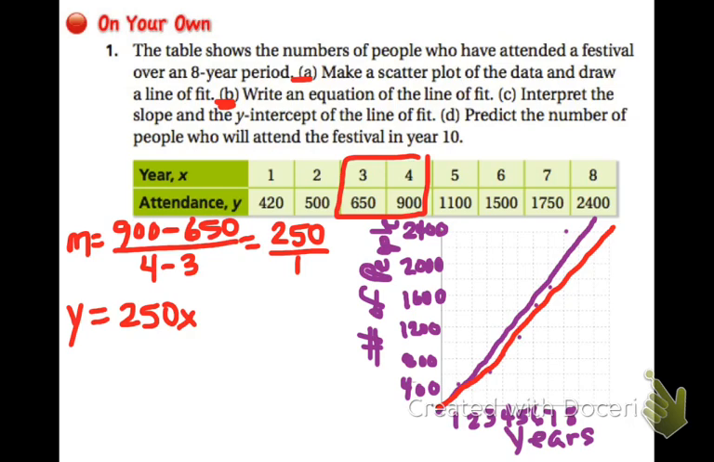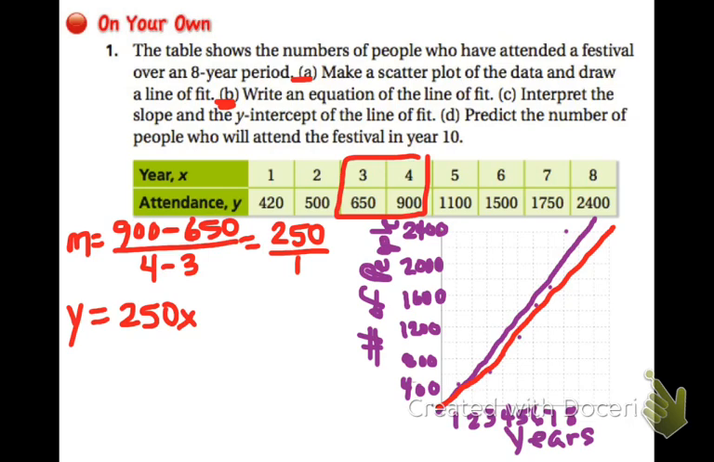To interpret the slope in this case, the y-intercept of 0 means that before the festival started, there was no attendance. So prior to the 8-year festival was 0. And the slope shows that we're increasing by about 250 per year. That's kind of our average increase.